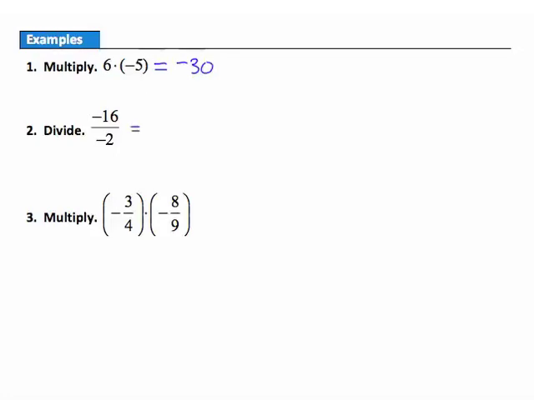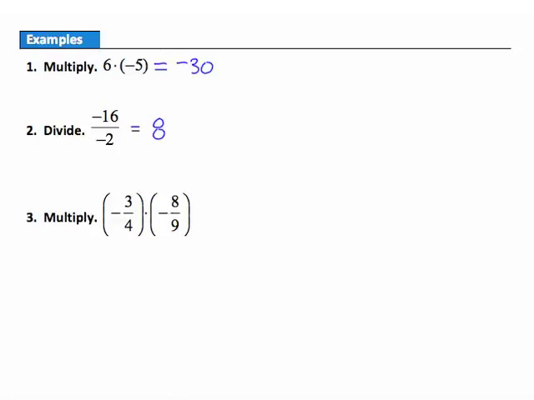Example 2. We're asked to divide a negative 16 by a negative 2. And again, we'll start by identifying the sign. Notice the signs are the same, both negative. That's going to give us a positive answer. So I'm going to get a positive answer, and then I would say 16 divided by 2 is 8. So I get an answer of positive 8.